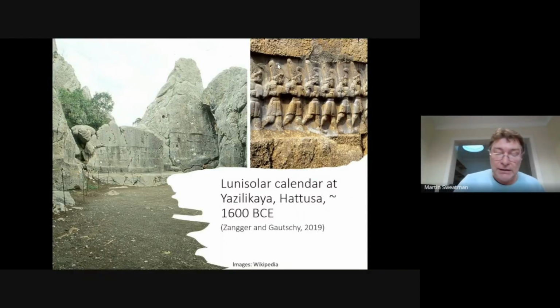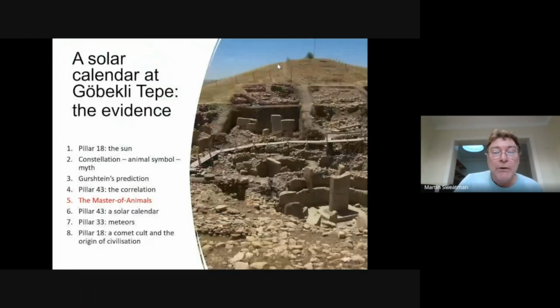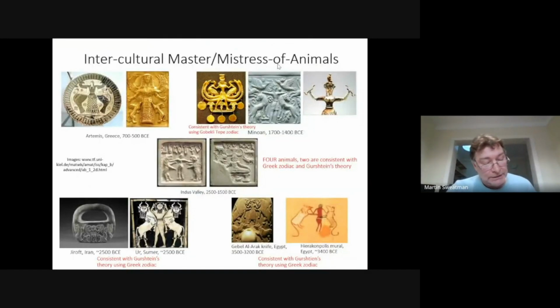Okay, so that's a likely lunar solar calendar in mid-second millennium BC Turkey, not far from Gobekli Tepe. Right, now I want to consider the Master of Animals symbol. This symbol is seen across many cultures over thousands of years, both in Bronze and Iron Age cultures in the Near East and in Celtic regions and beyond. And the ones I'm showing you here are from the Eastern Mediterranean region.